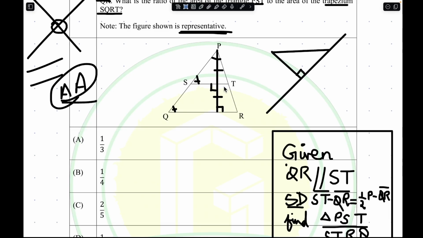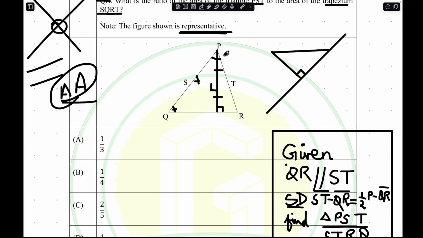And we know that the height of that PST triangle is half of the height of PQR, as can be observed from the information that we have distilled from the question. This length is the height of PST, and this length is the height of PQR. So you can see the height difference is twice. So this previous triangle PST, if it were increased twice both vertically and horizontally, will give you PQR.